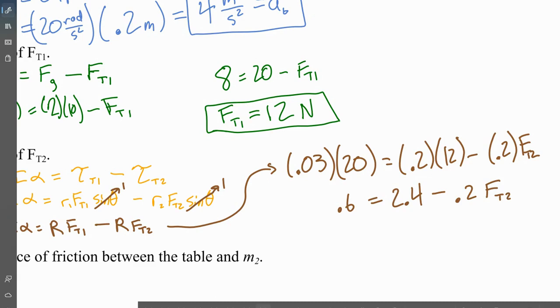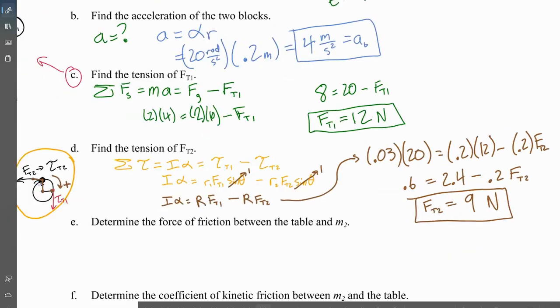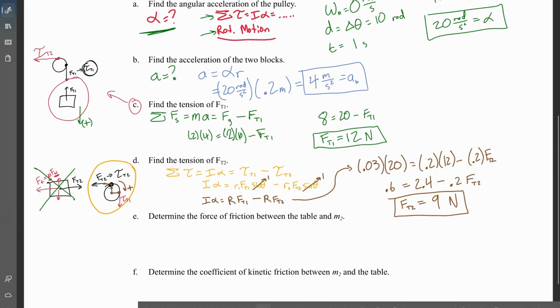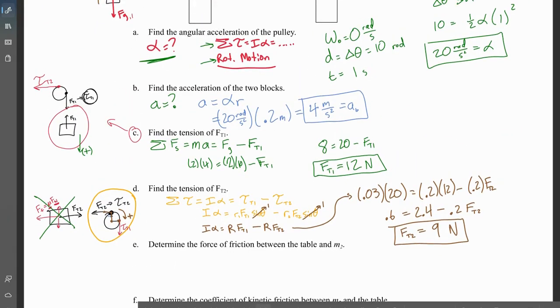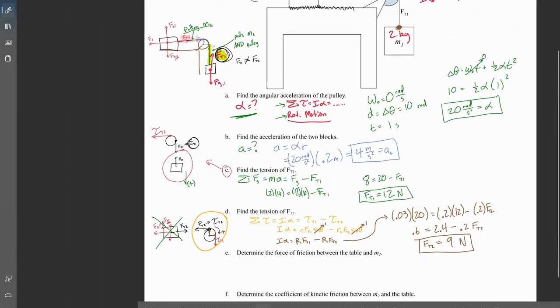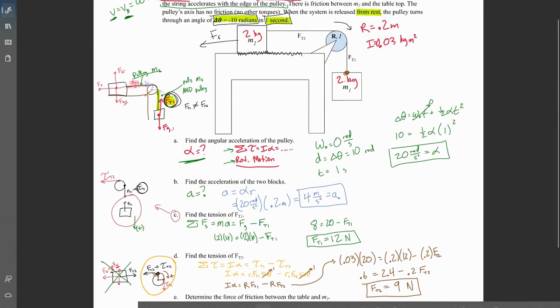All right, and then I trust, or at least I hope, that by this point you can take all of these equations and do what you need to solve for them. We get FT2 equals 9 newtons. Okay, so there's our force of tension 2. All right, if you need to go back and pause and rewatch any of this, please do so now. I'm going to keep going.